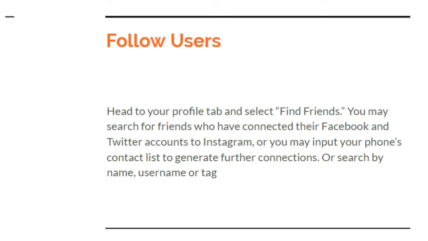You can head to your profile tab and you can select Find Friends. You might search for friends who connected their Facebook and Twitter accounts to Instagram. You can put in your phone's contact list to find more connections.